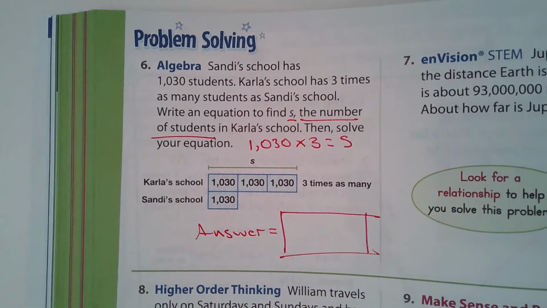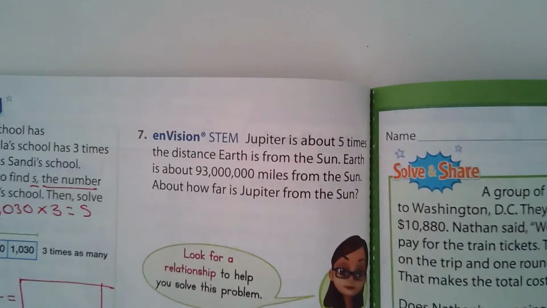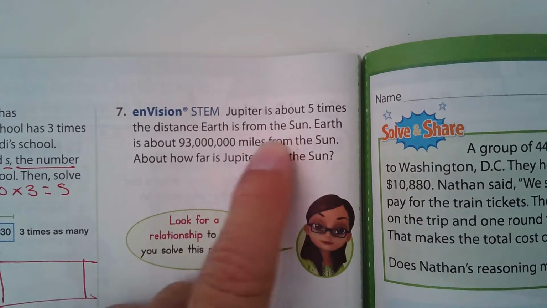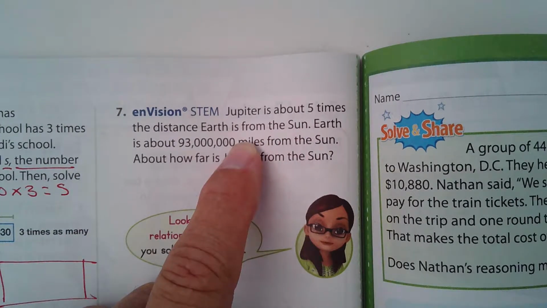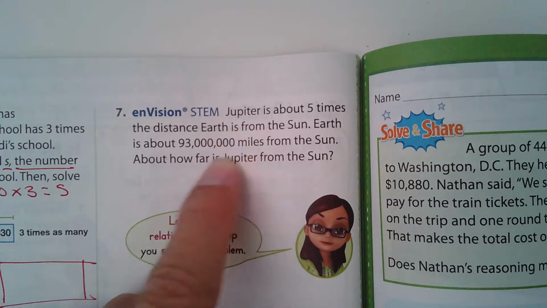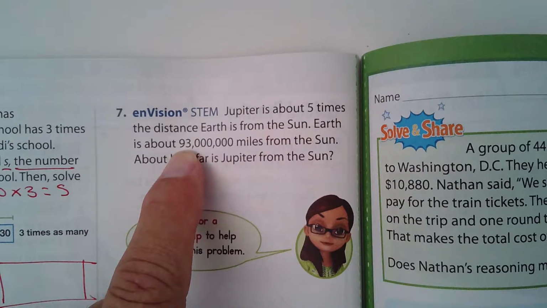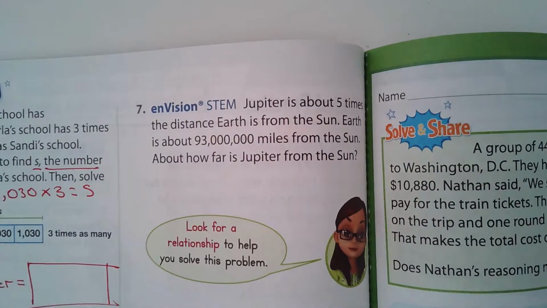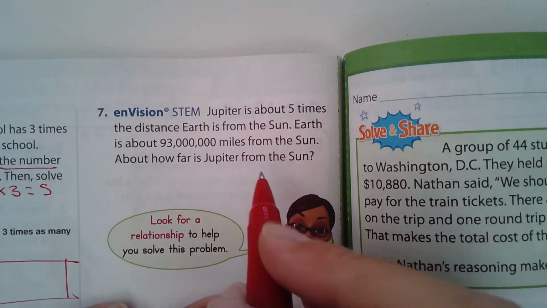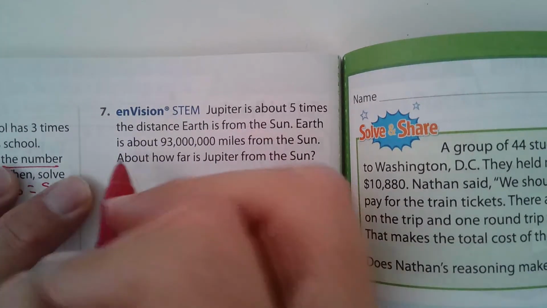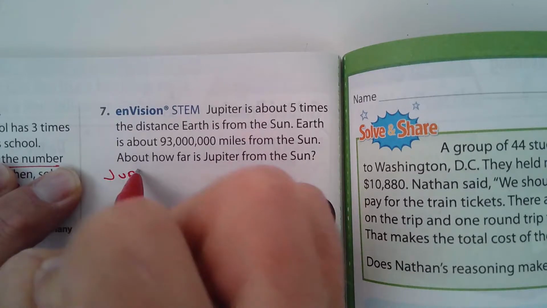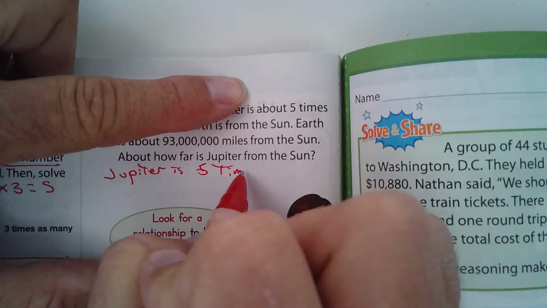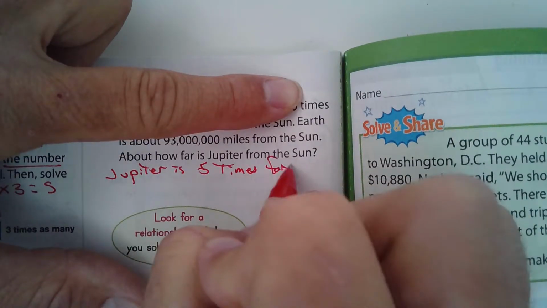Number 7. It says Jupiter is about 5 times the distance the Earth is from the Sun. The Earth is 93 million miles from the Sun. About how far is Jupiter from the Sun? Okay, so in other words, Jupiter is 5 times farther. That's what they're saying.